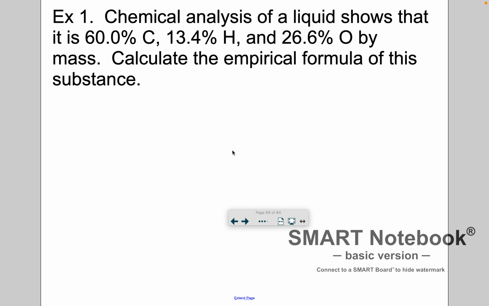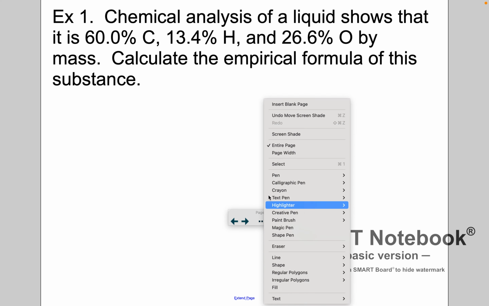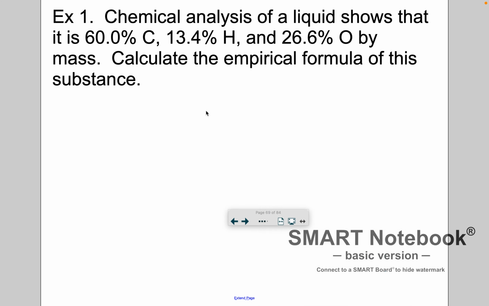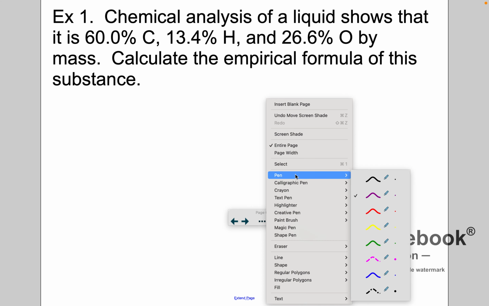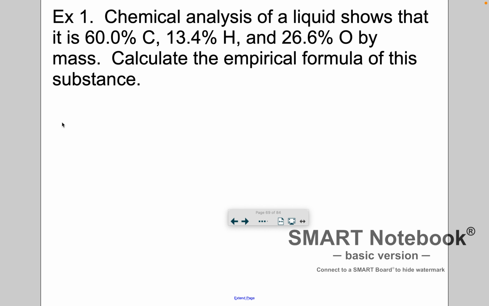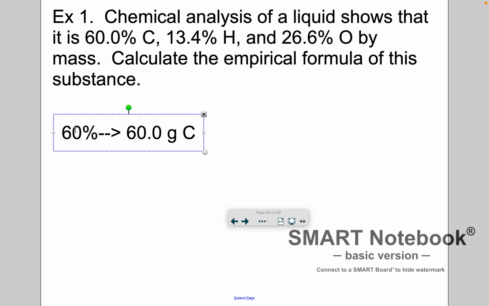So here's our first example. A chemical analysis shows that the substance was 60% carbon, 13.4% hydrogen, and 26.6% oxygen. Calculate the empirical formula of the substance. The first step is to assume a 100 gram sample. I'm going to type it out to save myself time. I have 60%, so that means I have 60 grams of carbon.